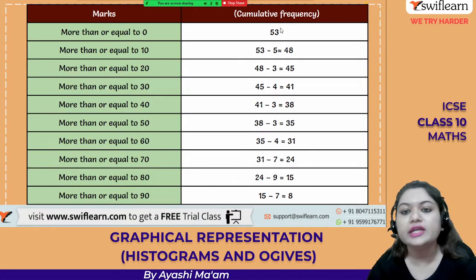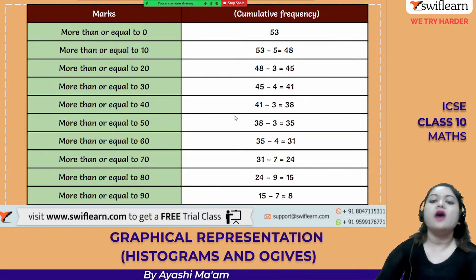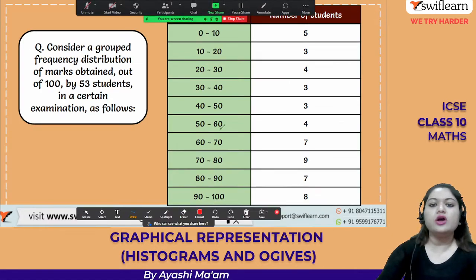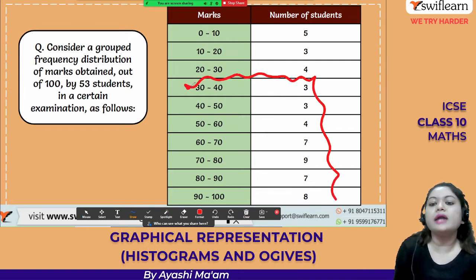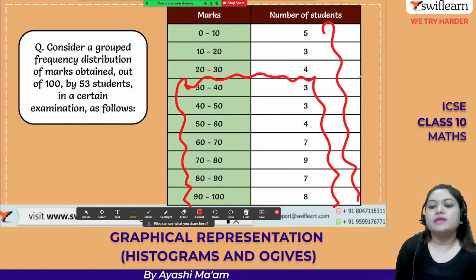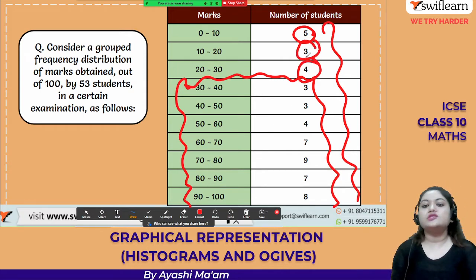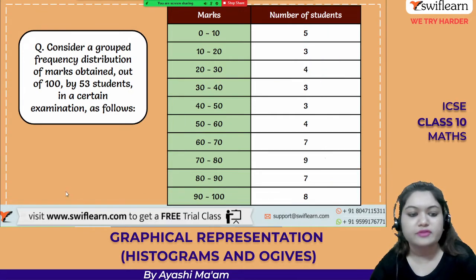Previous one we had 48. So 53 minus 5 is 48. 48 minus 3 is 45. Very easy. Now see, more than or equal to 30. That means they are talking about this part only. So from the total, that is from 53, you can simply subtract 53 minus 5 minus 3 minus 4. That's exactly what they have done.